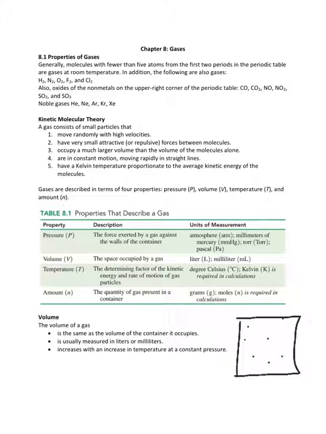Number 4, the gas molecules are in constant motion, moving rapidly in straight lines until they strike the nearest wall. Then they bounce off the wall and move in a new direction, straight line until it hits something else. Then they bounce off that wall, and so on. So they're in constant motion, moving rapidly in straight lines until they hit something. And finally, they have a Kelvin temperature proportionate to the average kinetic energy of the molecules.